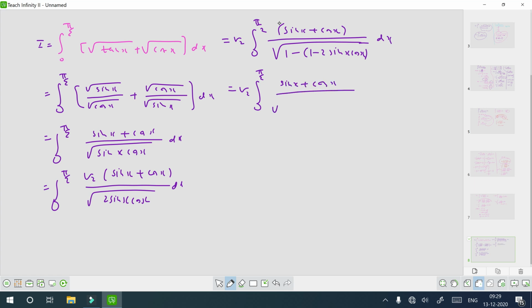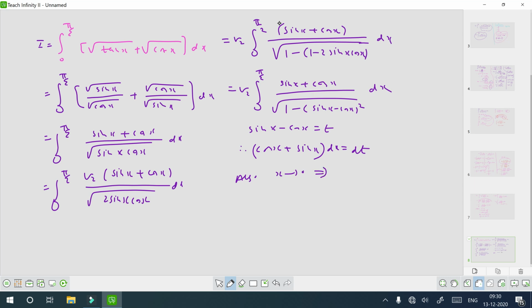Sin x plus cos x over under root 1 minus (sin x minus cos x) whole square into dx. Clear? Now take sin x minus cos x is equal to t. And therefore (cos x plus sin x) dx is equal to dt. Also change the limit. When x tends to 0, sin 0 is 0, cos 0 is 1, so t tends to minus 1. And x tends to pi by 2 implies sin pi by 2 is 1, t tends to 1.